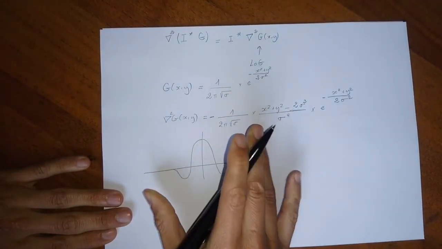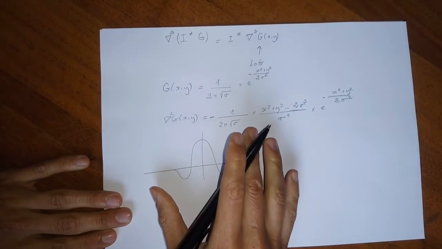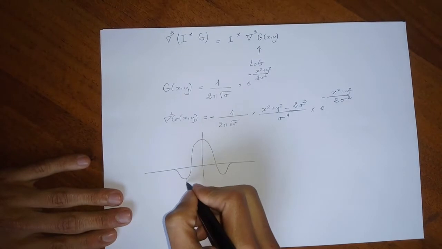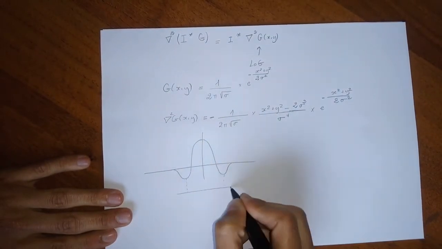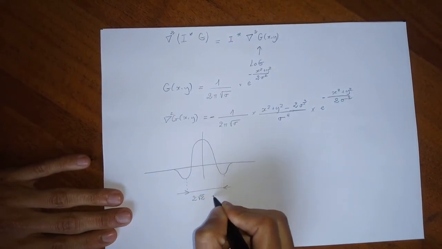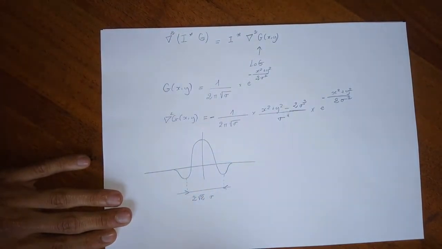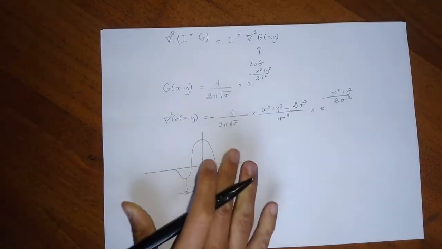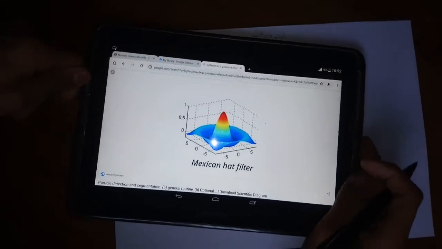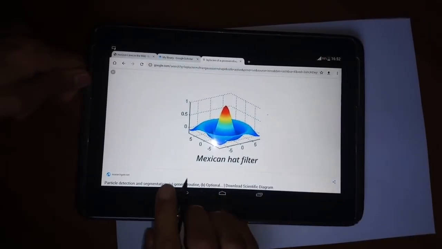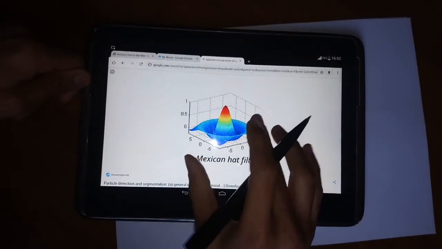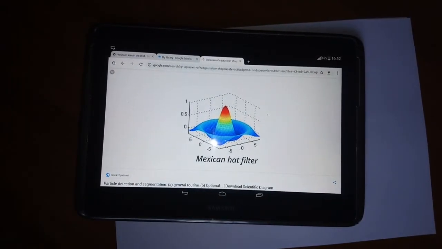It can give us a good idea about how it looks on a two-dimensional level because it's isotropic. Here, the width of this is 2 square root of 2 sigma. Now this on a two-dimensional level looks like this, and it is called a Mexican hat filter. This is another name, just because its shape is like a Mexican hat.